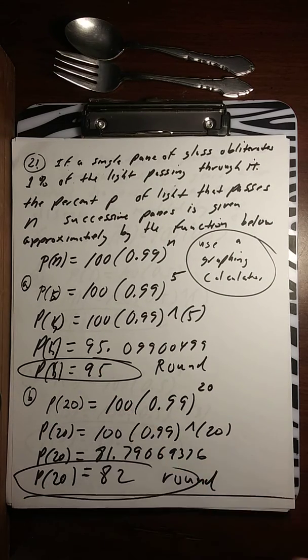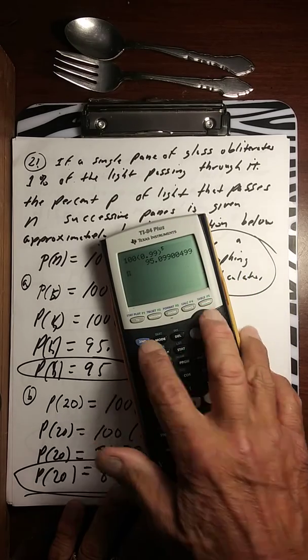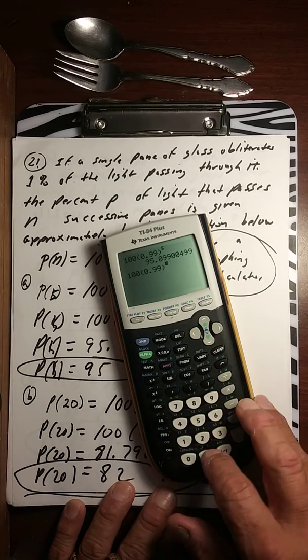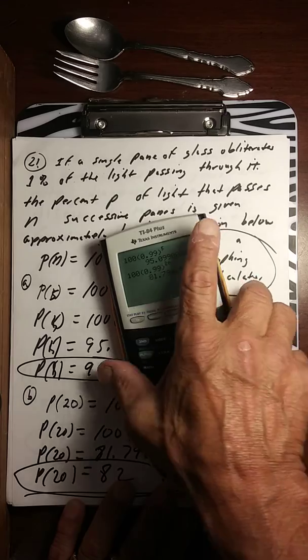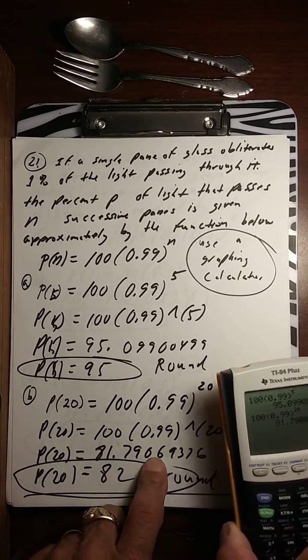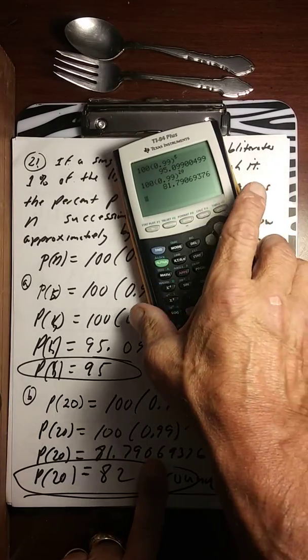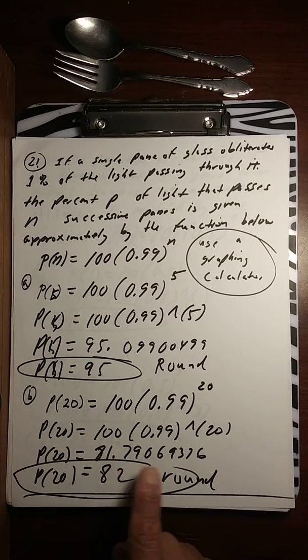Same thing for this one. You can put it in there. You can go back in there. Let's put a 20 now and enter. We're getting 81.79 and some other numbers, which is the same thing as 82.